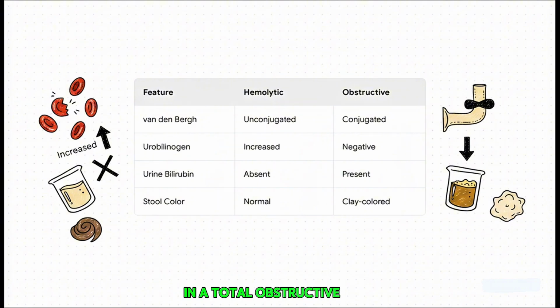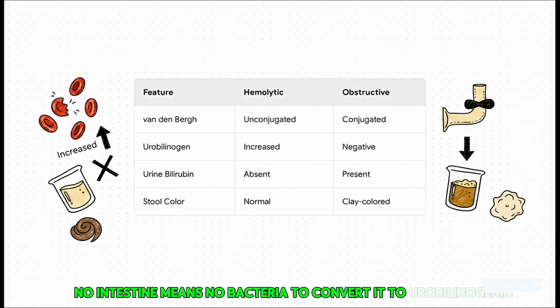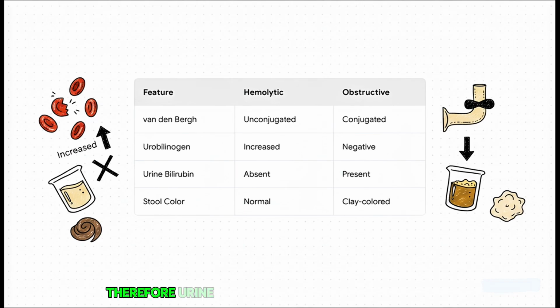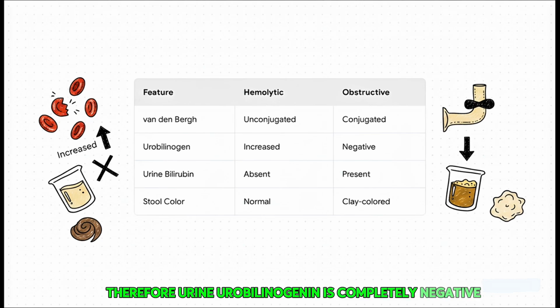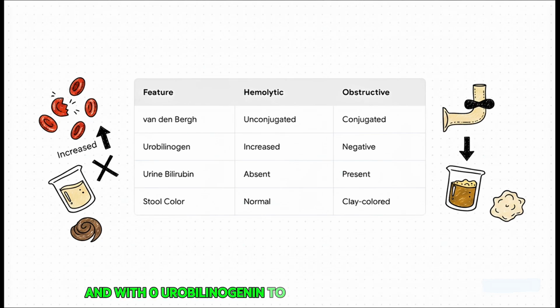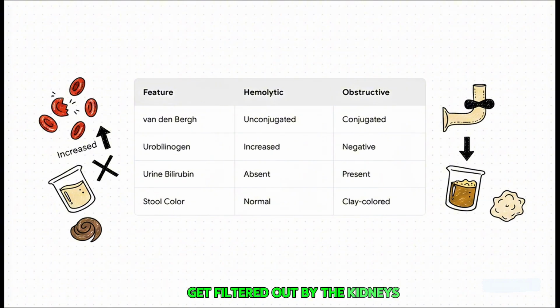In a total obstructive jaundice, absolutely no bilirubin is reaching the intestine. No intestine means no bacteria to convert it to urobilinogen. Therefore, urine urobilinogen is completely negative. And with zero urobilinogen to eventually become stercobilin, the stool loses all its brown color and becomes this pale clay-colored stool. Meanwhile, because conjugated bilirubin is water-soluble, those massive amounts trapped in the blood get filtered out by the kidneys. If you physically shake this patient's urine cup, it's going to form an intense bright yellow foam.